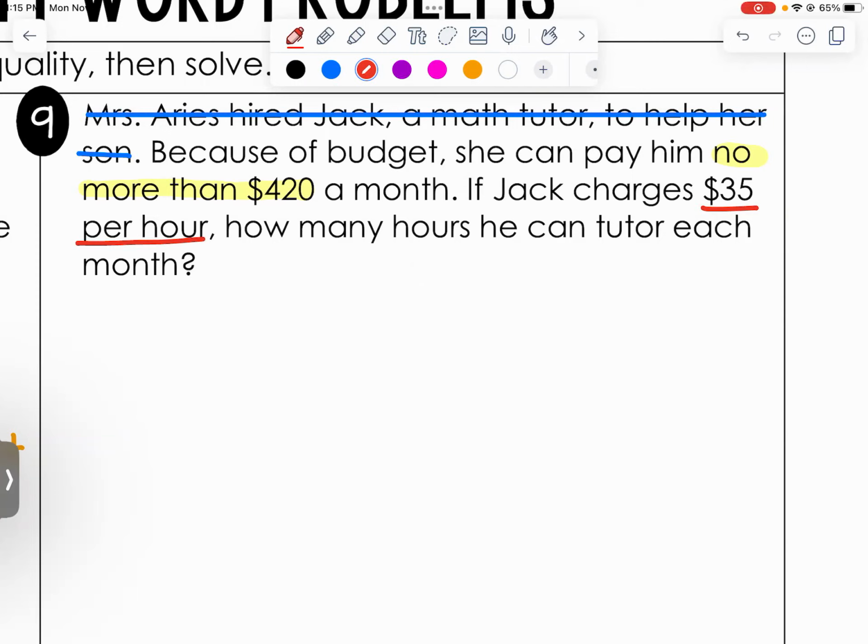Tatum, what would you like our variable to be? Just X. We're going to be boring. And what are we looking for? How many hours you can tutor? Okay, the number of hours we can tutor each month.